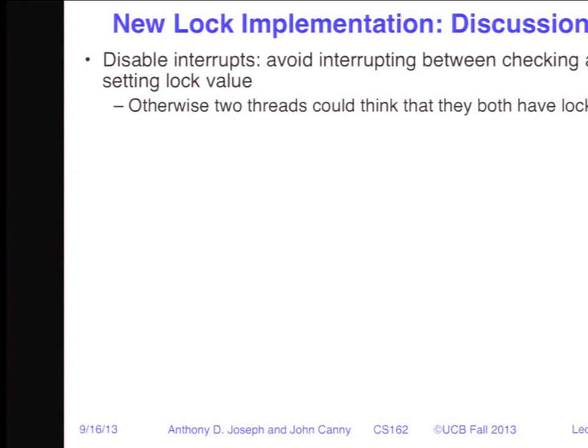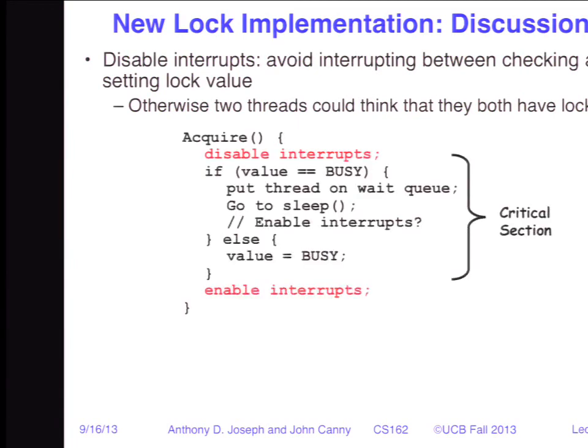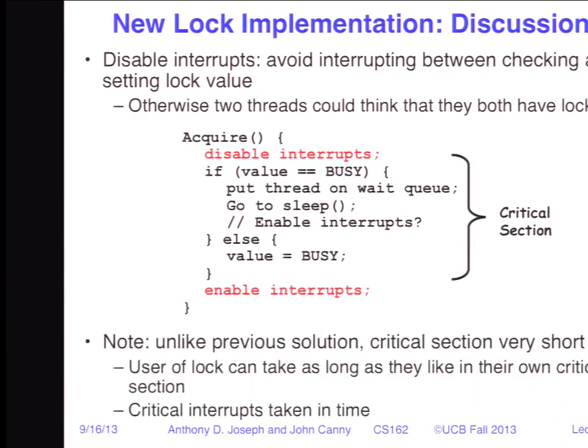Okay, so we disable interrupts so that we can make this a critical section and prevent two threads from acquiring the lock at the same time. This is our critical section in acquire. And unlike the previous solution, the critical section is really short, right? Because the time it takes us to acquire or release is really small. So once we've acquired the lock, in that critical section, interrupts are enabled, and we can run for as long as possible. Right? Short time, long time, doesn't matter. Interrupts are enabled.